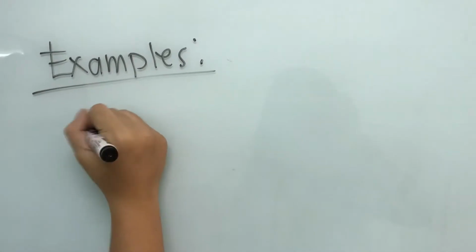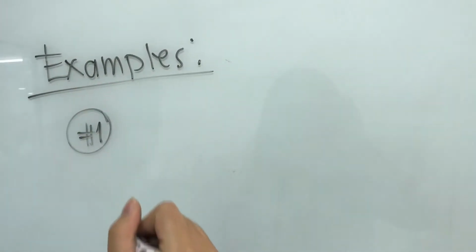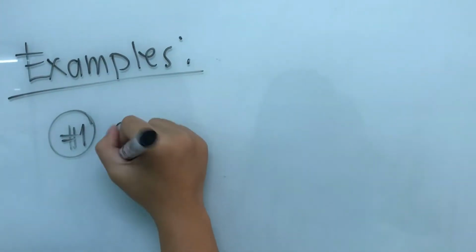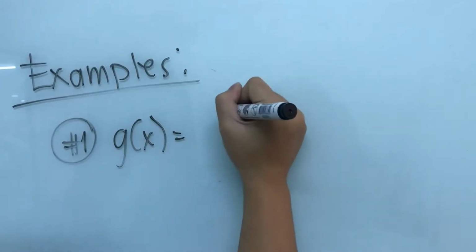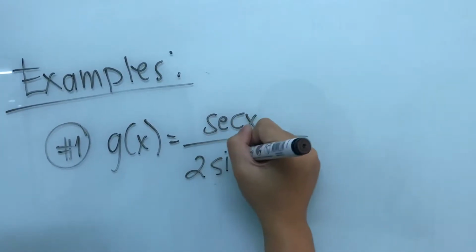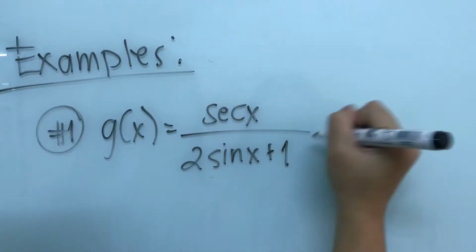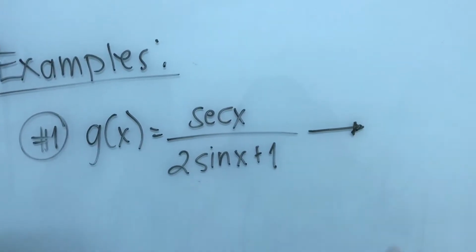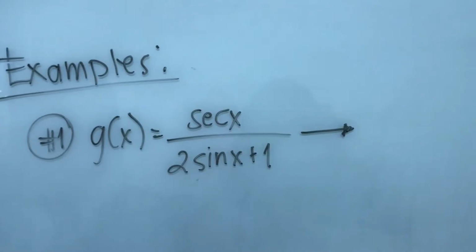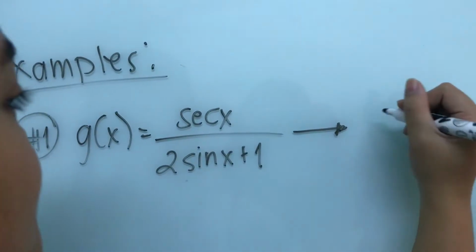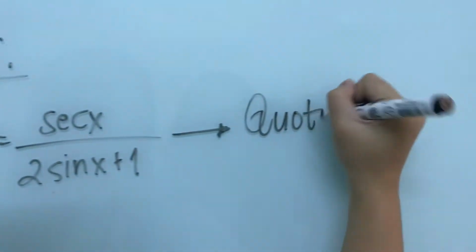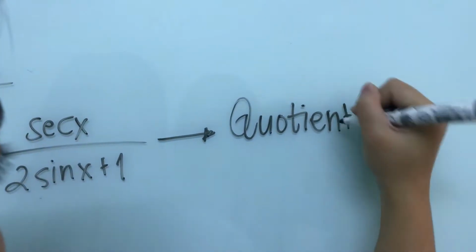So, para sa first example natin sa derivatives of trigonometric functions, our first problem will be g of x is equal to secant x over the quantity of 2 sin x plus 1. So, para masolve natin yung equation, ang first na dapat nating alamin is what rules are needed to solve the equation. So, in this case, quotient rule ang kailangan natin gawin.